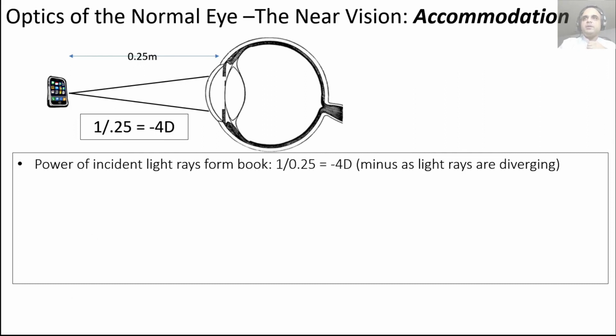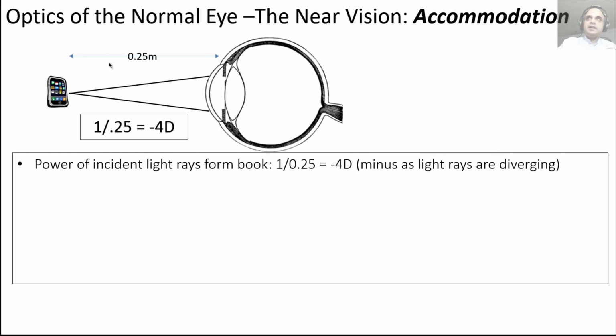And if you remember from the question that we just did, in which we have that nice painting, the light rays from the painting were approaching a lens. So this time you have your cell phone, which is at a distance of 0.25 meters from your eye, something like this. And the light rays, when they reach your eye, would have a power of -4 diopters.